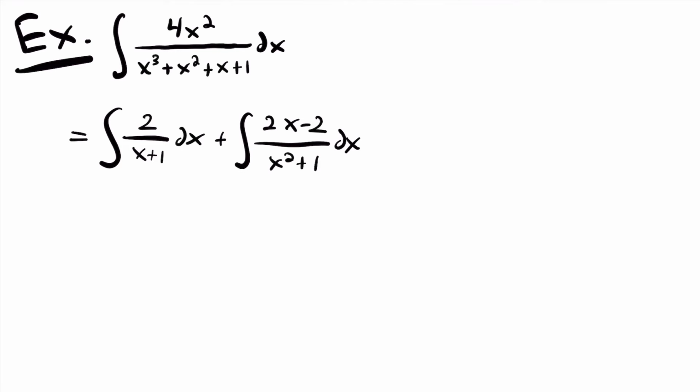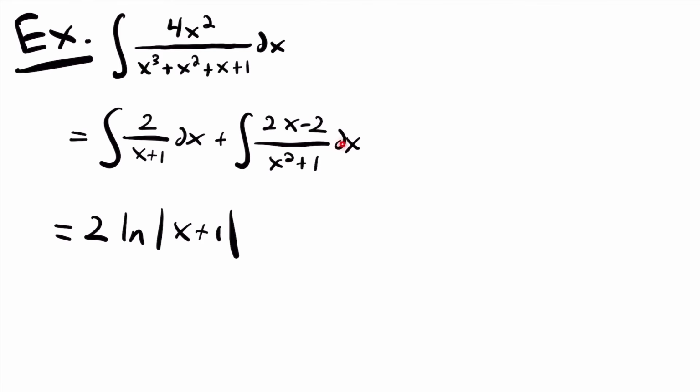Okay? And so now if I clean up my work, we can now work on integrating each of these integrals individually. And so we can actually integrate the first one by using the log rule of integration, right? We just have a constant divided by a linear factor whose derivative is just 1. And so let's do that right away. This is just going to be equal to 2 times the natural log of the absolute value of x plus 1.